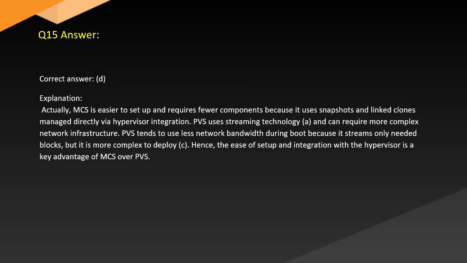Answer. Correct answer: D. Explanation. Actually, MCS is easier to set up and requires fewer components because it uses snapshots and linked clones managed directly via hypervisor integration. PVS uses streaming technology and can require more complex network infrastructure. PVS tends to use less network bandwidth during boot because it streams only needed blocks, but it is more complex to deploy. Hence, the setup and integration with the hypervisor is a key advantage of MCS over PVS.